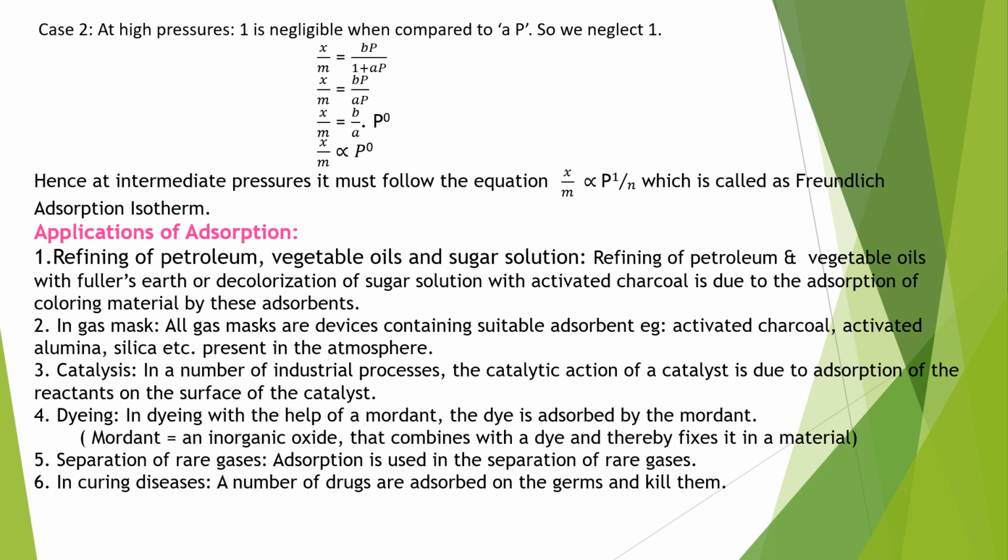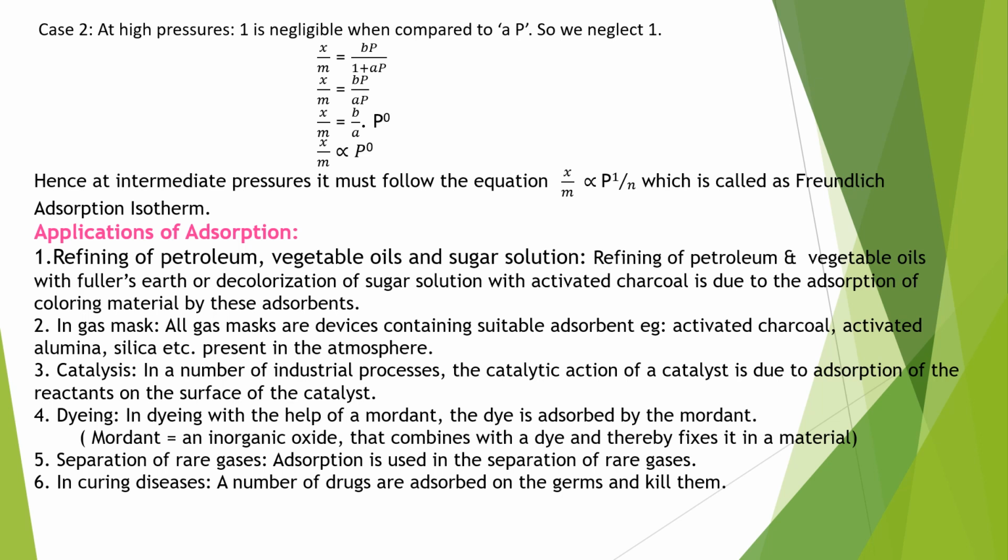Why have I written here P power 0? Because look at the above expression, BP by AP. So, P and P get cancelled. What remains? 1. So, that 1 I have mentioned as P power 0, because anything to the power 0 is equal to 1. B is a constant, A is a constant. So, B by A is also a constant. If we remove that constant, we write it as proportionality, x by m proportional to P power 0.